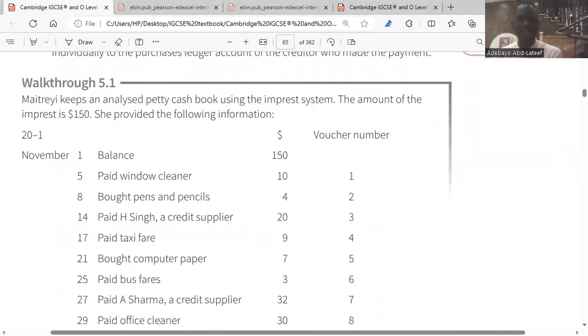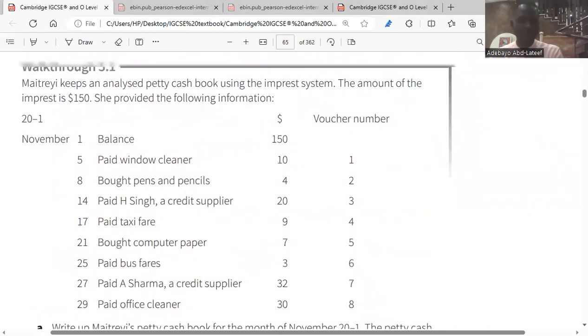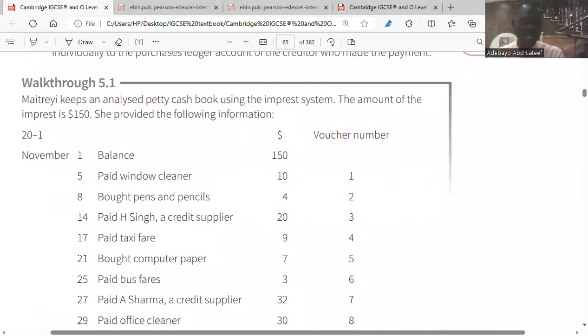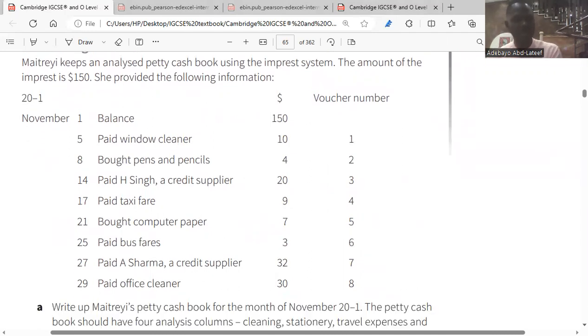So now we have a petty cash. Let's look at what we have. The treasurer keeps an analyzed petty cash book using the imprest system. The amount of the imprest is $150. That means she maintains $150. That's what it means. We are provided the following information.